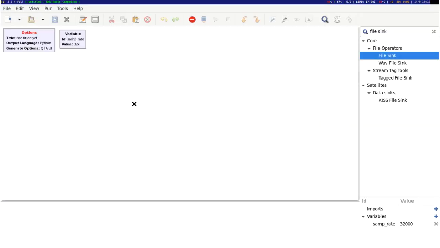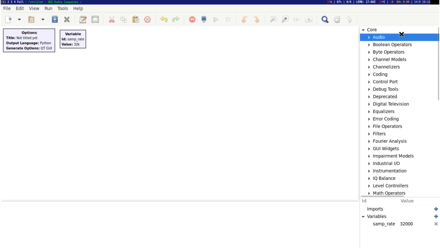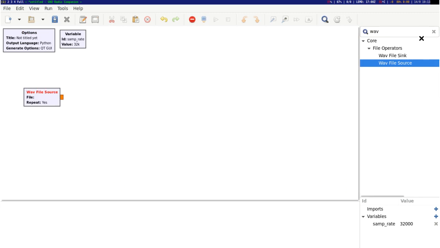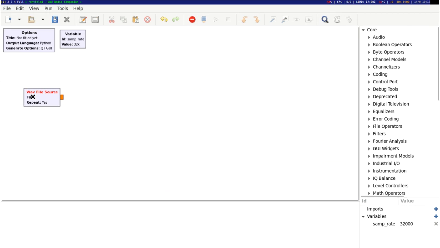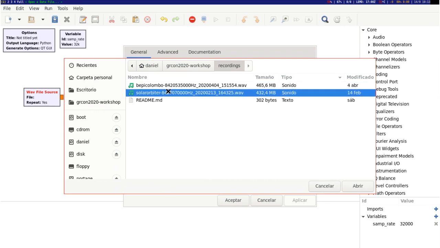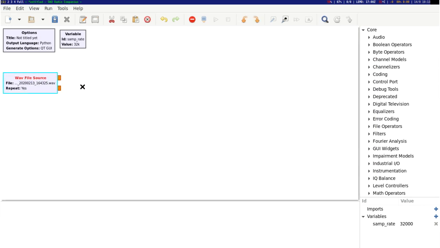In any case, here we are at GNU Radio Companion with an empty flow graph, and the first thing we need to do is give it a name, workshop maybe, and then load up our recording. So we use the WAV file source. I'm going to the list of blocks and pressing Ctrl F to search for the block, then WAV file source. I'm going to pick the recording of Solar Orbiter. This is an IQ recording, so I need 2 channels. Of course, you need to know the format of the IQ recording you're using.